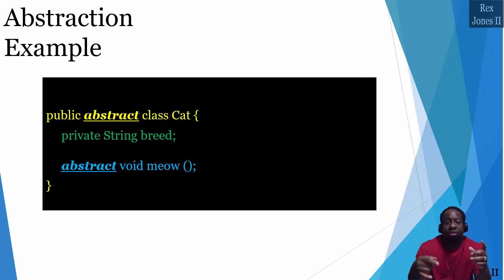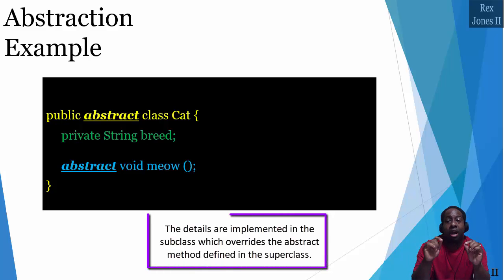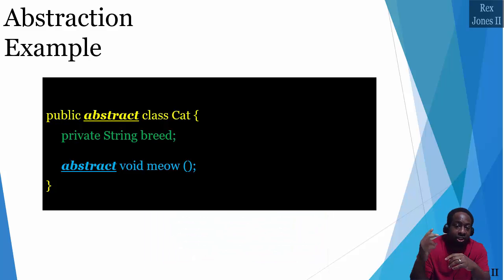Abstract methods are also generic. They are designed to be overwritten in the subclass. That's why we only see the signature of the method: abstract, void, meow, parenthesis, semicolon, and no body within the curly braces. The details are implemented in the subclass, which overrides the abstract method defined in the superclass. Static methods and constructors cannot be abstract.